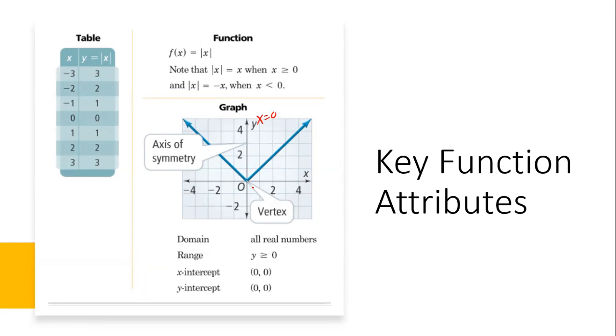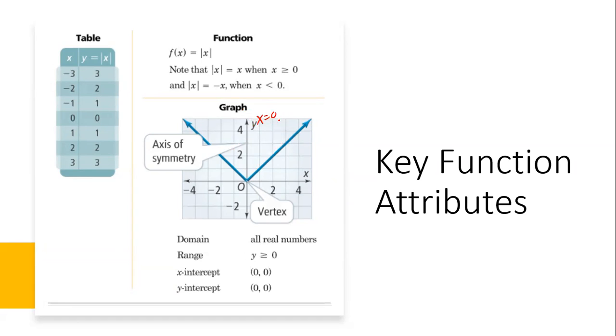Your vertex can either be a maximum or a minimum. It's your highest or your lowest point of your absolute value. Your domain, because the function is going forever to the left and forever to the right, the domain is all real numbers. Your range depends on whether you have a maximum or a minimum, but for our parent function, we have a minimum, so it's y is greater than or equal to 0. And then your x-intercepts and y-intercept are the same because it's currently at the origin. However, as the function shifts and moves, the x and y-intercepts will also. Okay, so these are our key attributes of the parent function.